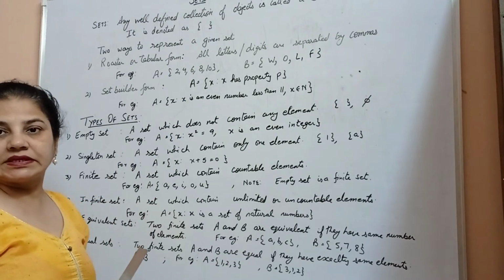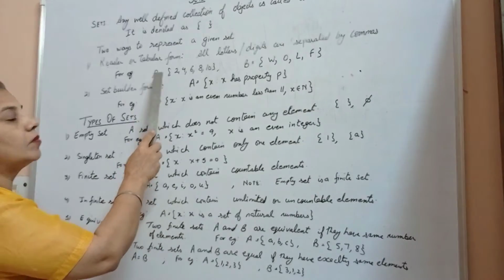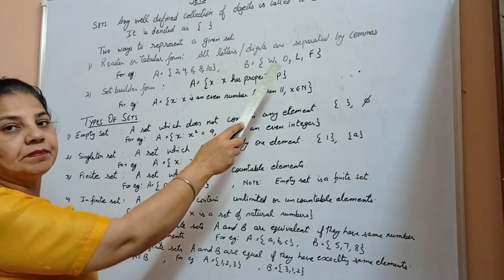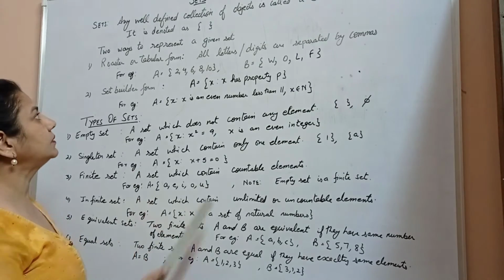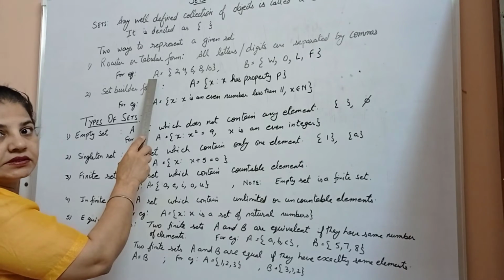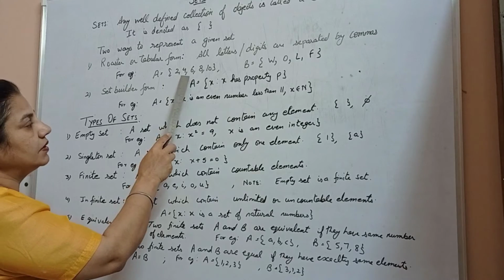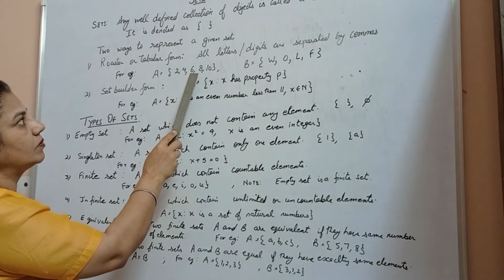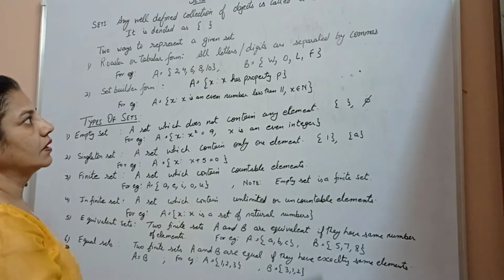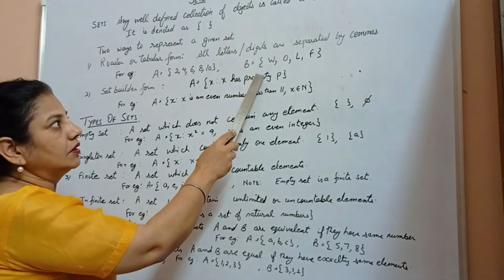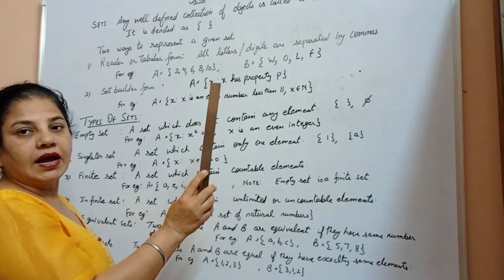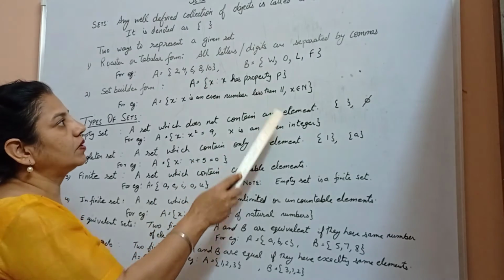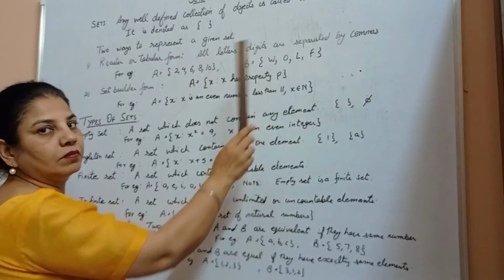There are two ways to represent a set. One is roster form or tabular form, where all letters or digits are separated by commas. For example, A is a set and each digit in the set is separated by commas: 2, 4, 6, 8, 10. Set B, the word is wolf, and when put in roster form, each letter is separated by commas: W, O, L, F.